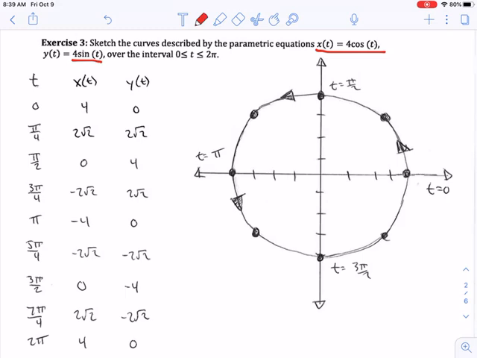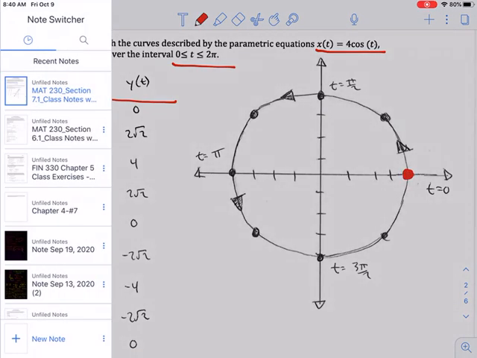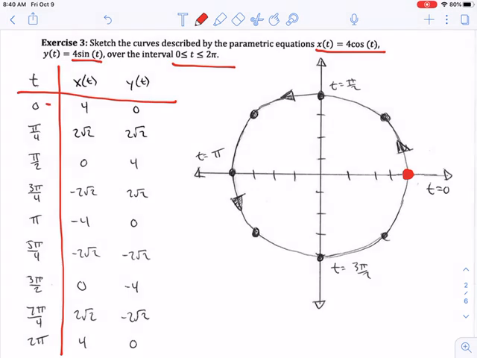So I want to make a table of values, and I want to go from 0 to 2 pi. And so I'm going to take some values that I know off the top of my head from trigonometry. First, I chose starting at 0, of course. So here we have starting at 0.